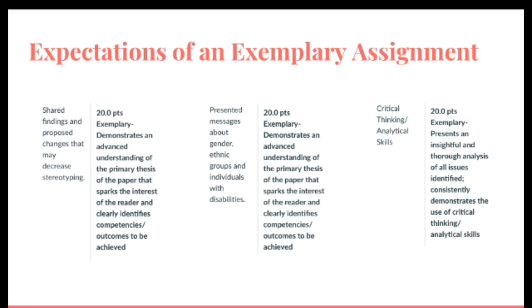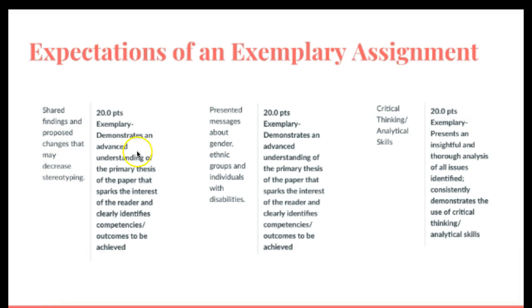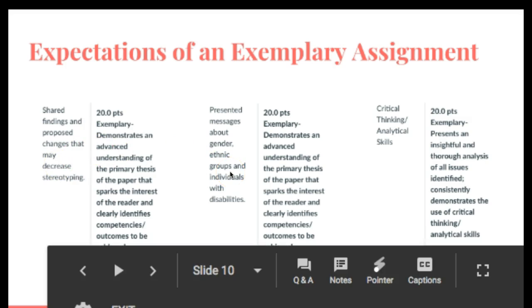So these are the exemplary pieces of the rubric. As I explained last week for the first assignment, I'll explain them again this week. So the first 2 parts of the rubric are connected. They have to do with the thesis of the paper and asks you to identify the competencies and outcomes that you'll be achieving throughout the paper. The difference in the first 2 sections are really just that the first one is that you're proposing changes that would decrease stereotyping, and the second is that you presented the messages about gender, ethnic groups, and individuals with disabilities.